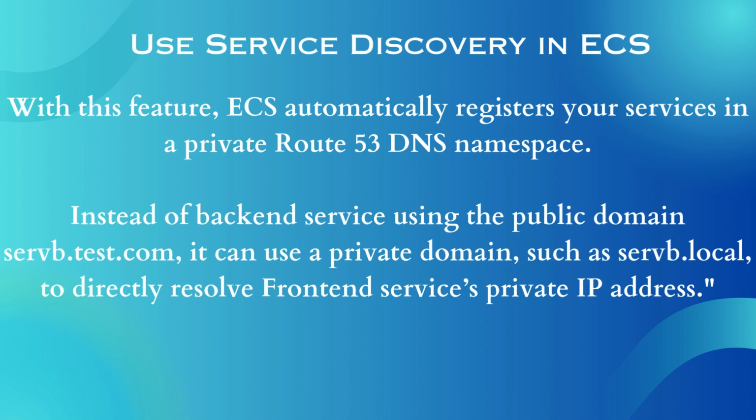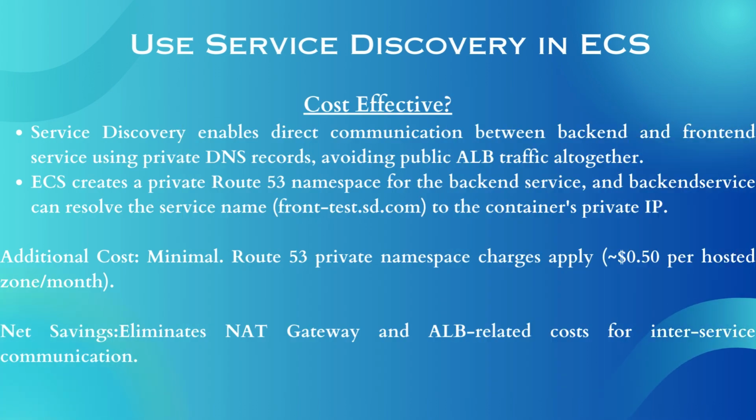Enable the service discovery in ECS service config and update the front-end service to point to the service discovery DNS, for example frontendtest.com.local or whatever it may be. Cost effective. The service discovery enables the direct communication between the backend and the front end using the private DNS record, avoiding the public ALB traffic altogether.